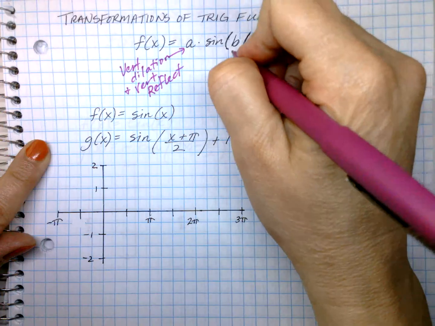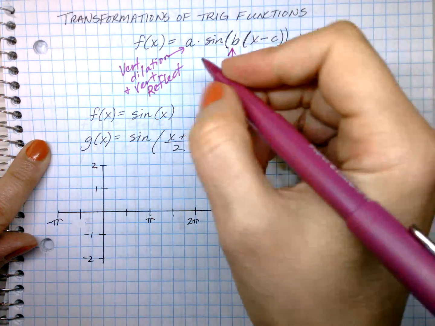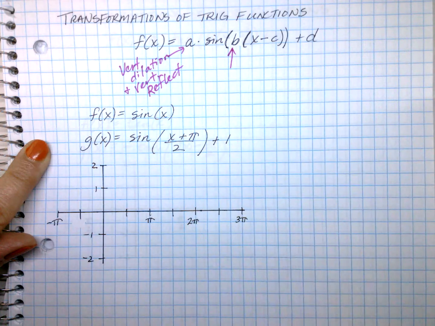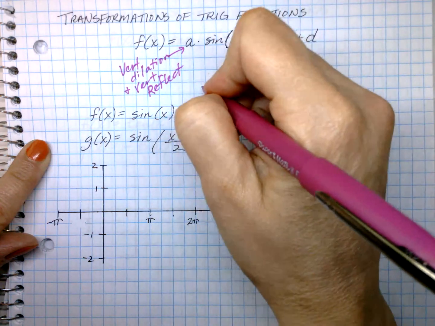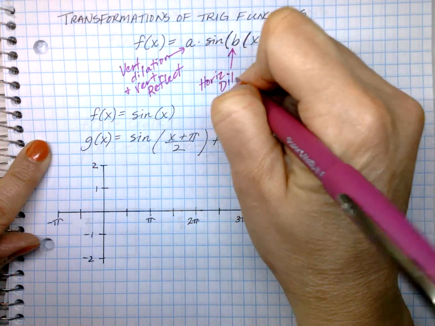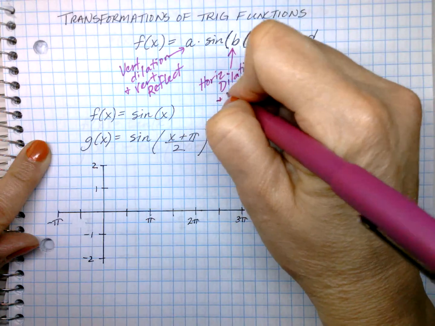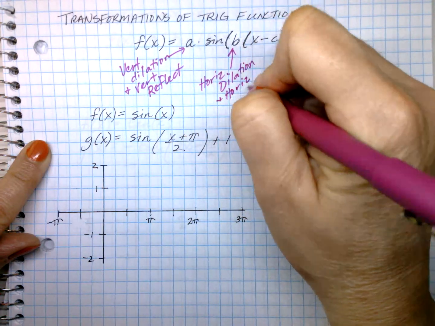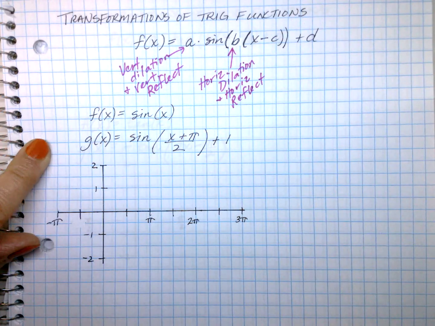Then we have in here a b value, and this one is inside the parent function, which means when it's happening before the parent function occurs, that's controlling horizontal transformations. And so we have b here would be the horizontal dilation. And if it's negative, that would also be the horizontal reflection. So reflection over the y-axis.